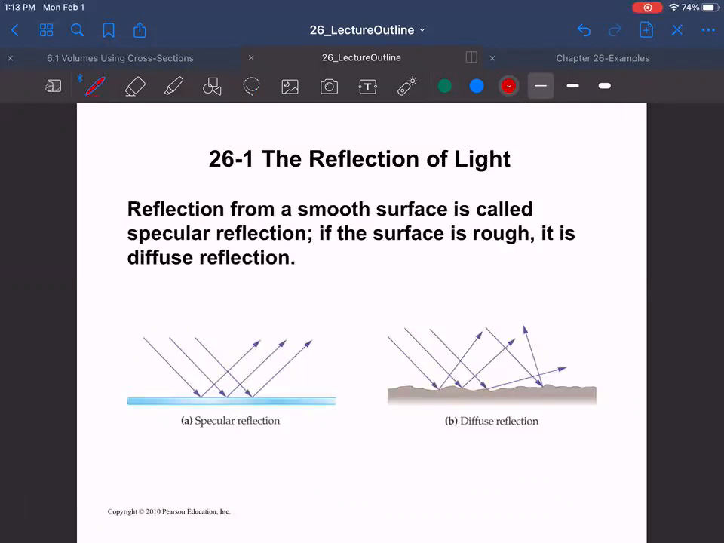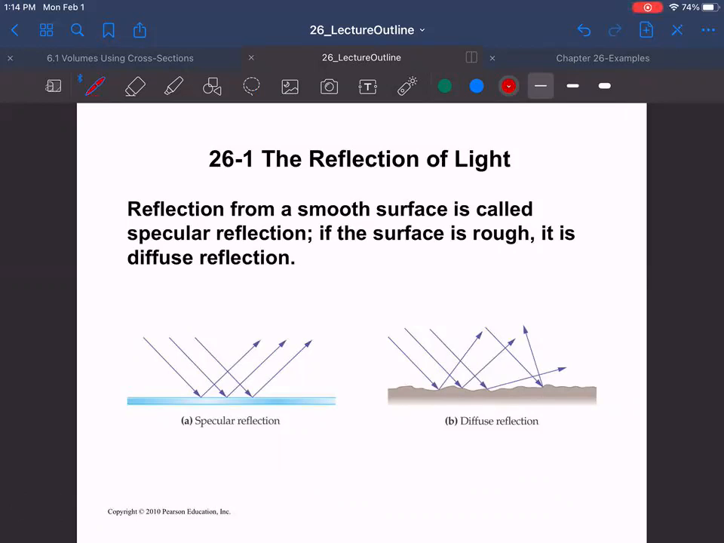So here you can see we have two different types of reflection. We have reflections off of nice smooth surfaces. These are called specular reflections, where the light rays that come in parallel all reflect off parallel. That's there on the left for picture A. Specular reflection, this would be off of things like glass or a mirror or a nice newly polished car or something like that.